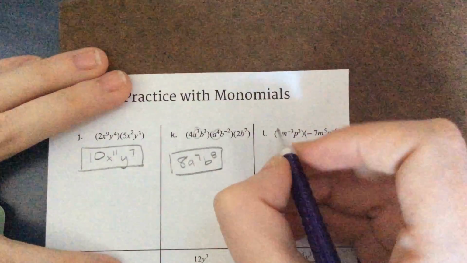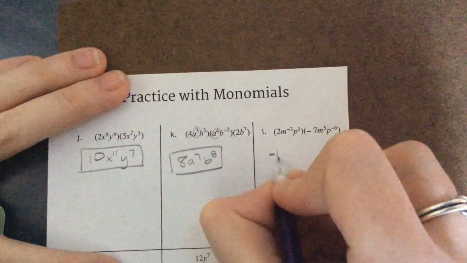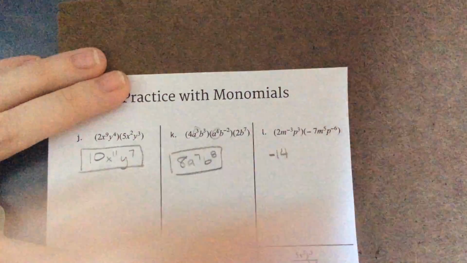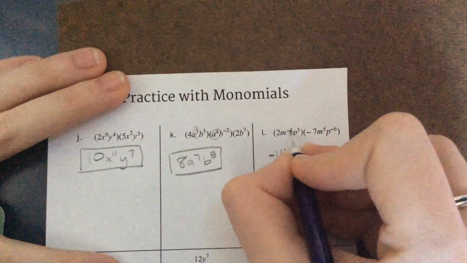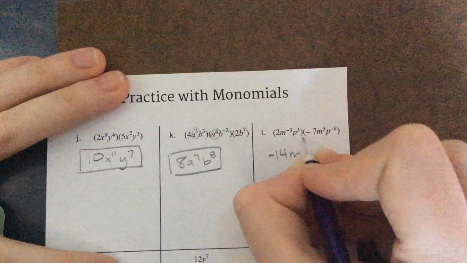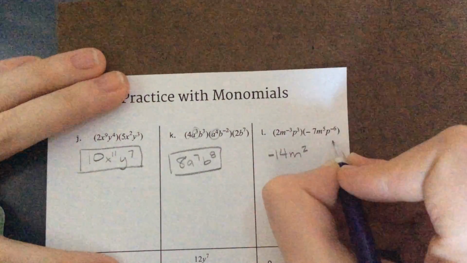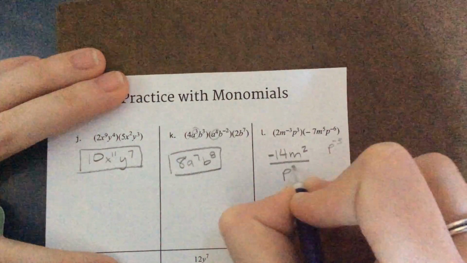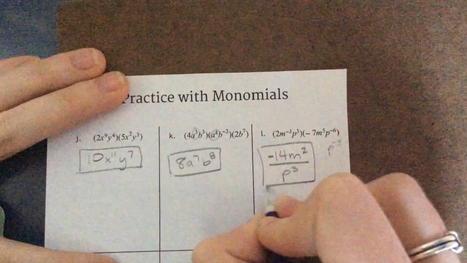Let's look at this one. 2 times negative 7 is a negative 14. You can have negative coefficients in the numerator, no problem. It's the exponents that you want to be careful of. Negative 3 plus 5 is 2. So m to the 2nd. And 3 plus a negative 6 is a negative 3. So we'd have p to the negative 3rd. But we don't want negative exponents, so it's p cubed.